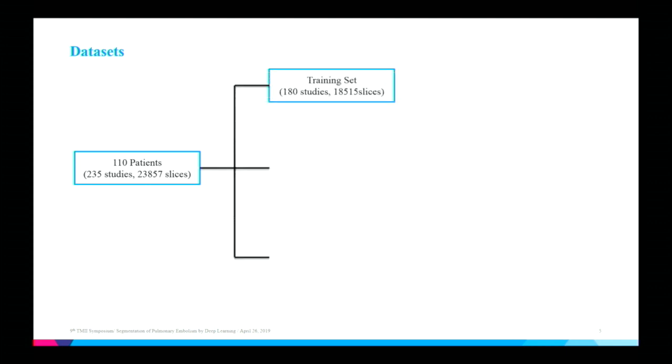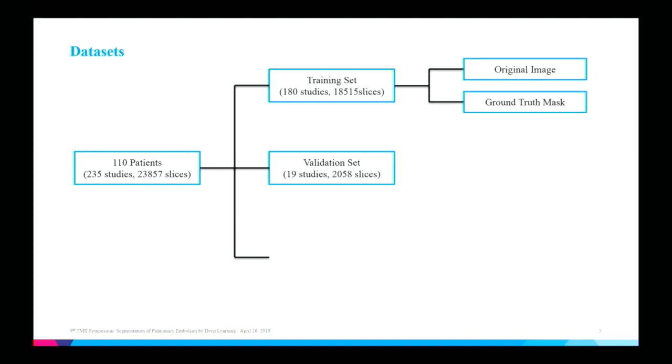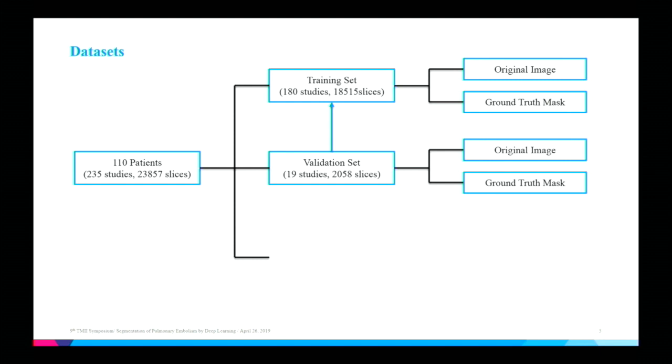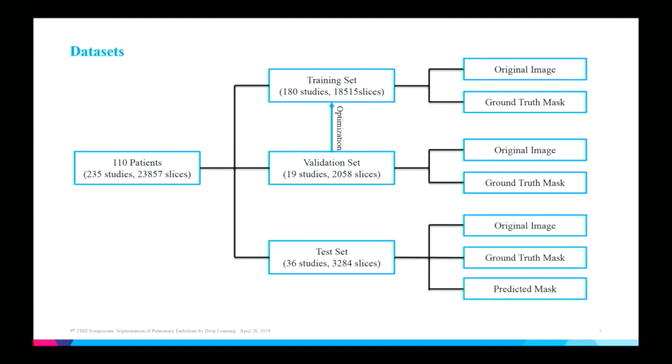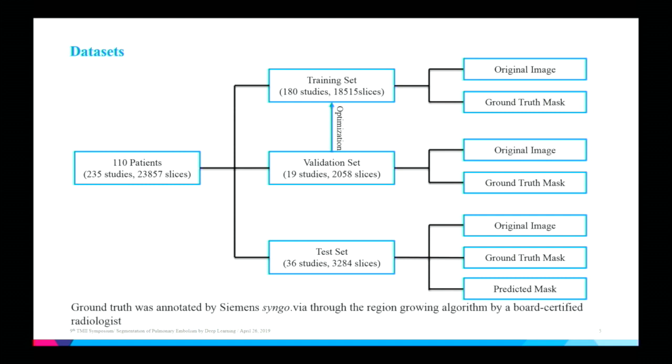We collected 110 patients with 235 studies with over 23,000 slices, and we split the data set into the training set, the validation set, and the test set. Both the training and validation sets are comprised of the original image and ground truth mask. The validation set is used to optimize and tune the parameters in the training set. And we generate the predictions from the slices on the test set and compare the predictions with the ground truth mask. The ground truth was annotated in Siemens syngo.via through the region growing algorithm by a board-certified radiologist.